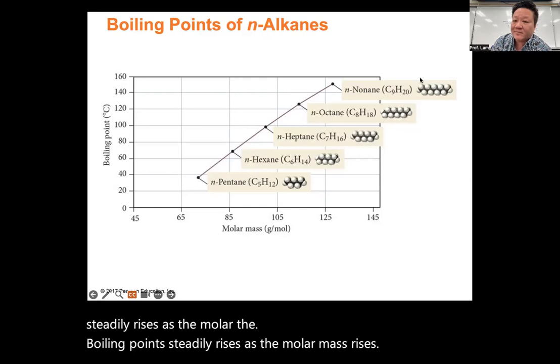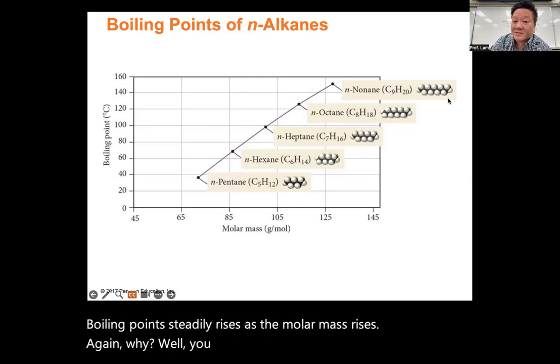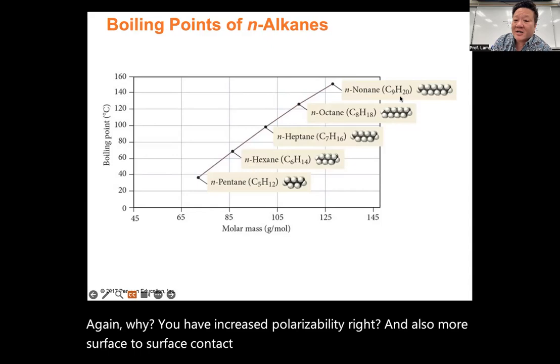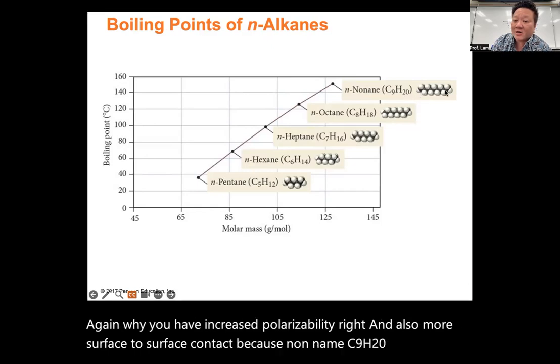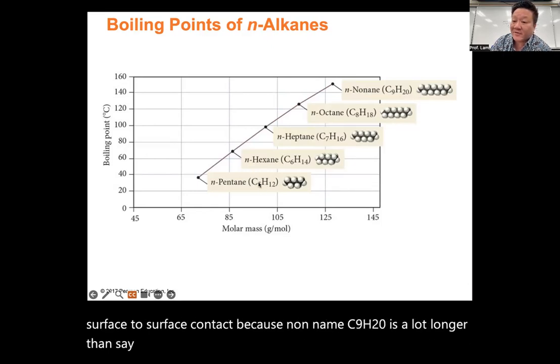Well, again, why? You have increased polarizability, right? And also more surface-to-surface contact, because nonane, C9H20, is a lot longer than, say, pentane, which is only 5 carbons long.